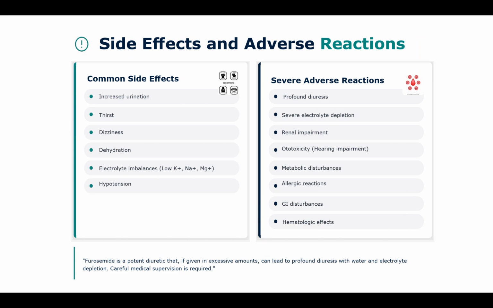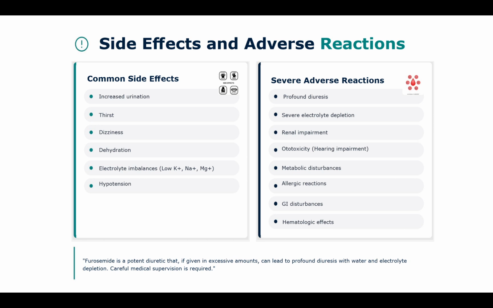Understanding the side effects and adverse reactions for furosemide is paramount. Given its potent nature, while highly effective, it can lead to various effects from mild inconvenience to severe complications. Let's first look at the common side effects. Naturally, patients will experience increased urination. Other common effects include thirst, dizziness or lightheadedness, and dehydration if fluid intake isn't managed properly.